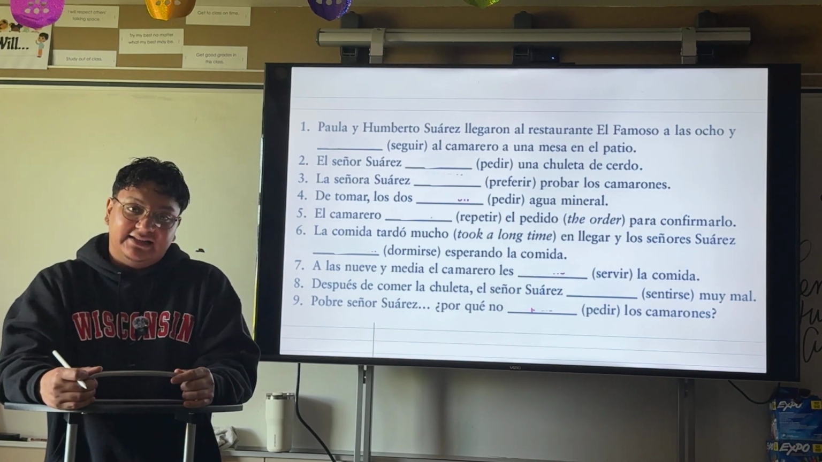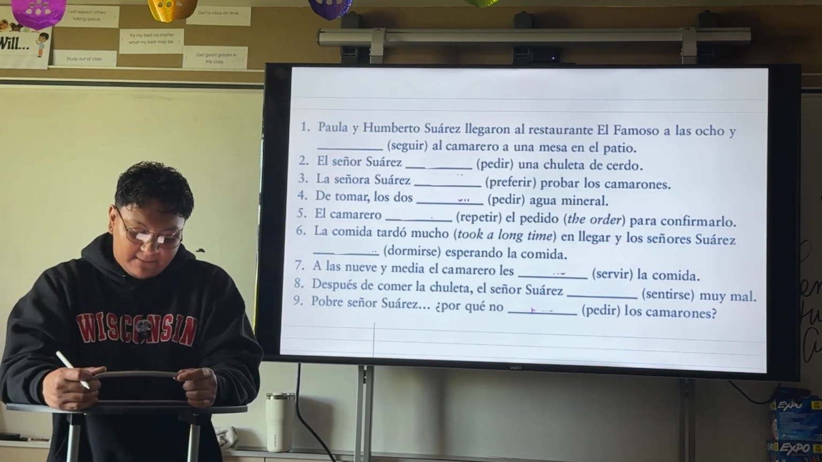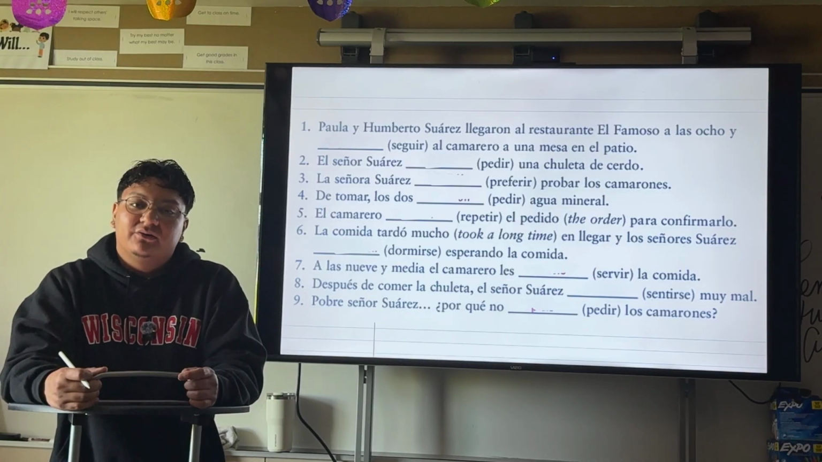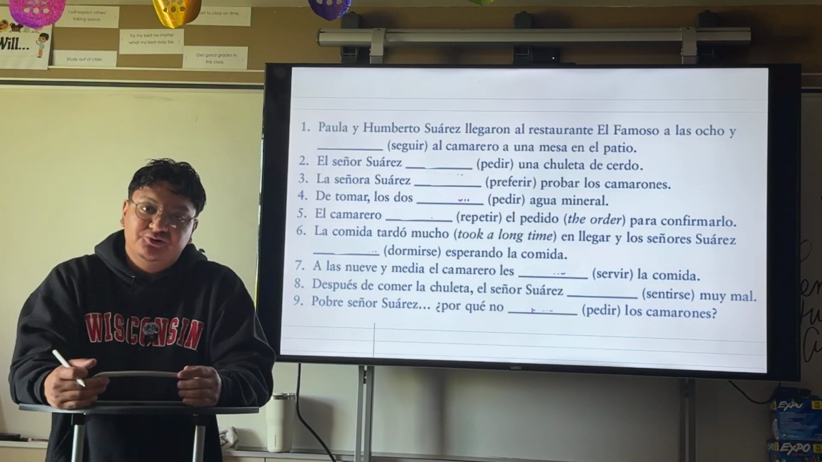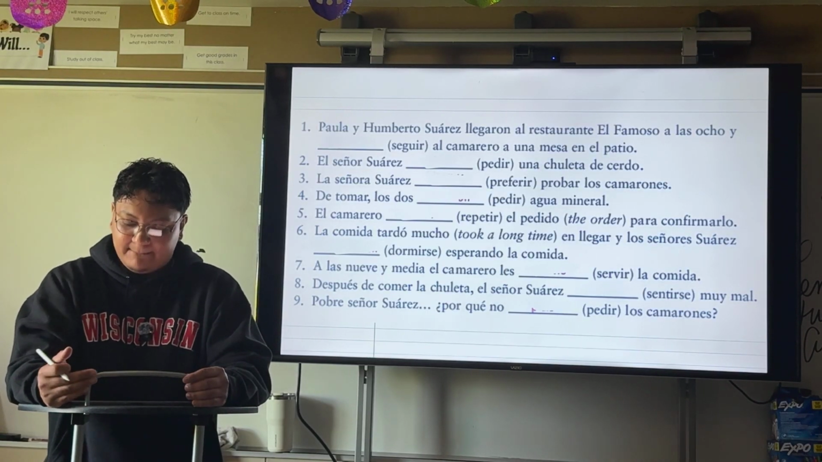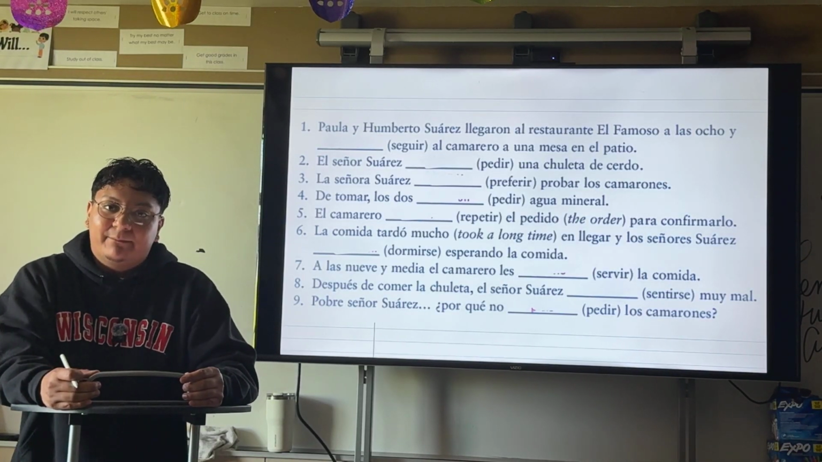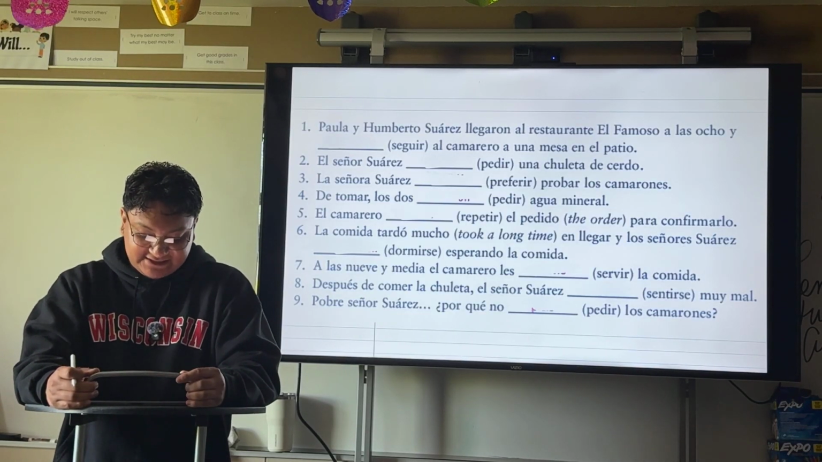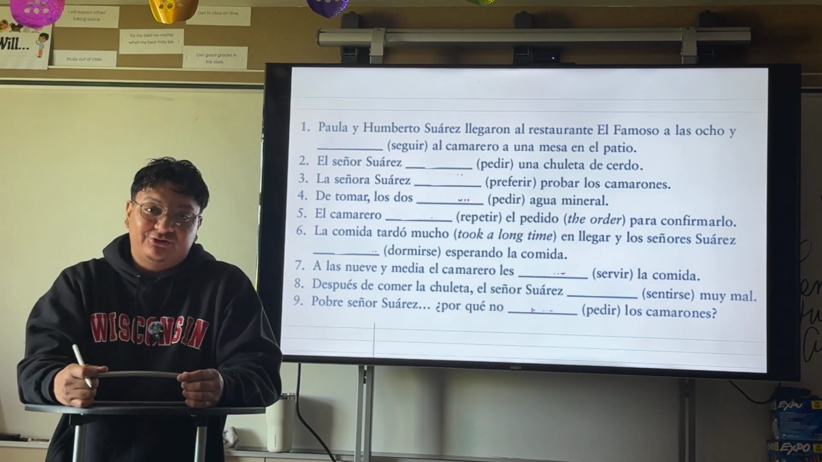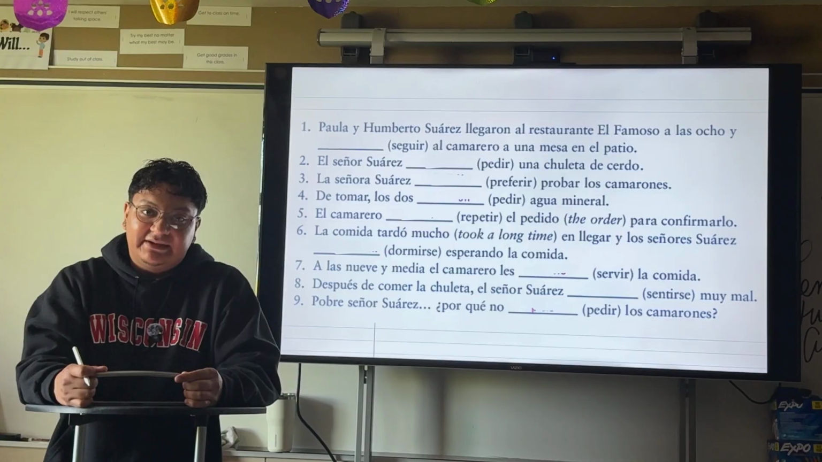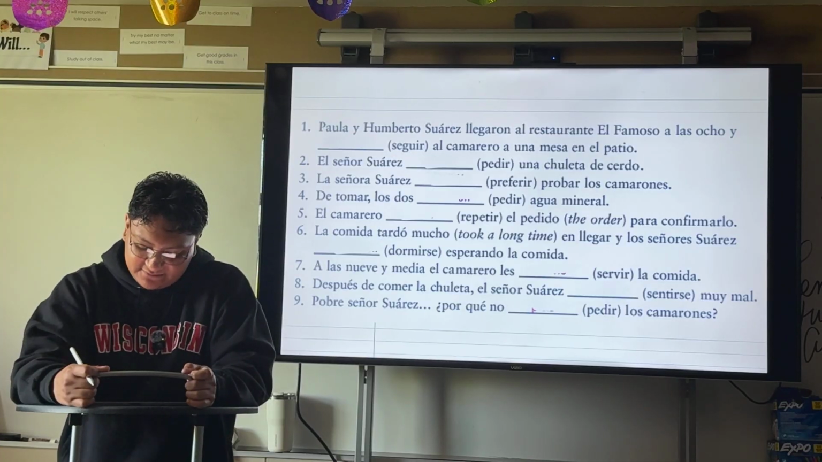2. El señor Suárez pedir una chuleta de cerdo. Mr. Suarez asked for a pork chop, chuleta de cerdo. Chuleta, chop, cerdo, pork. La señora Suárez preferir probar los camarones. Mrs. Suarez preferred to try the shrimp. De tomar, los dos pedir agua mineral. To drink, both of them ordered mineral water. Another one of your vocab.